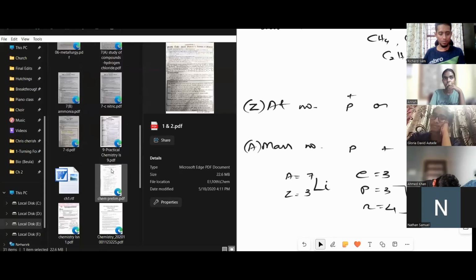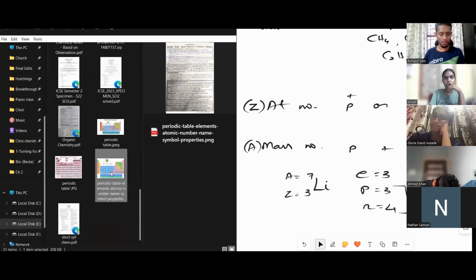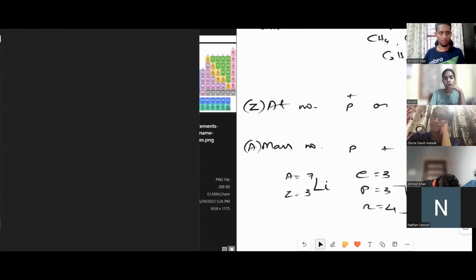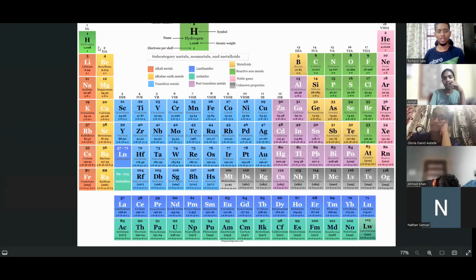Periodic table. Let's open the periodic table. In the periodic table, we're going to look at group 1A, 2A, 3A, 4A, 5A, 6A, 7A, and the 0 group or 8A. So now where are the metals? Where do we find metals in the periodic table?